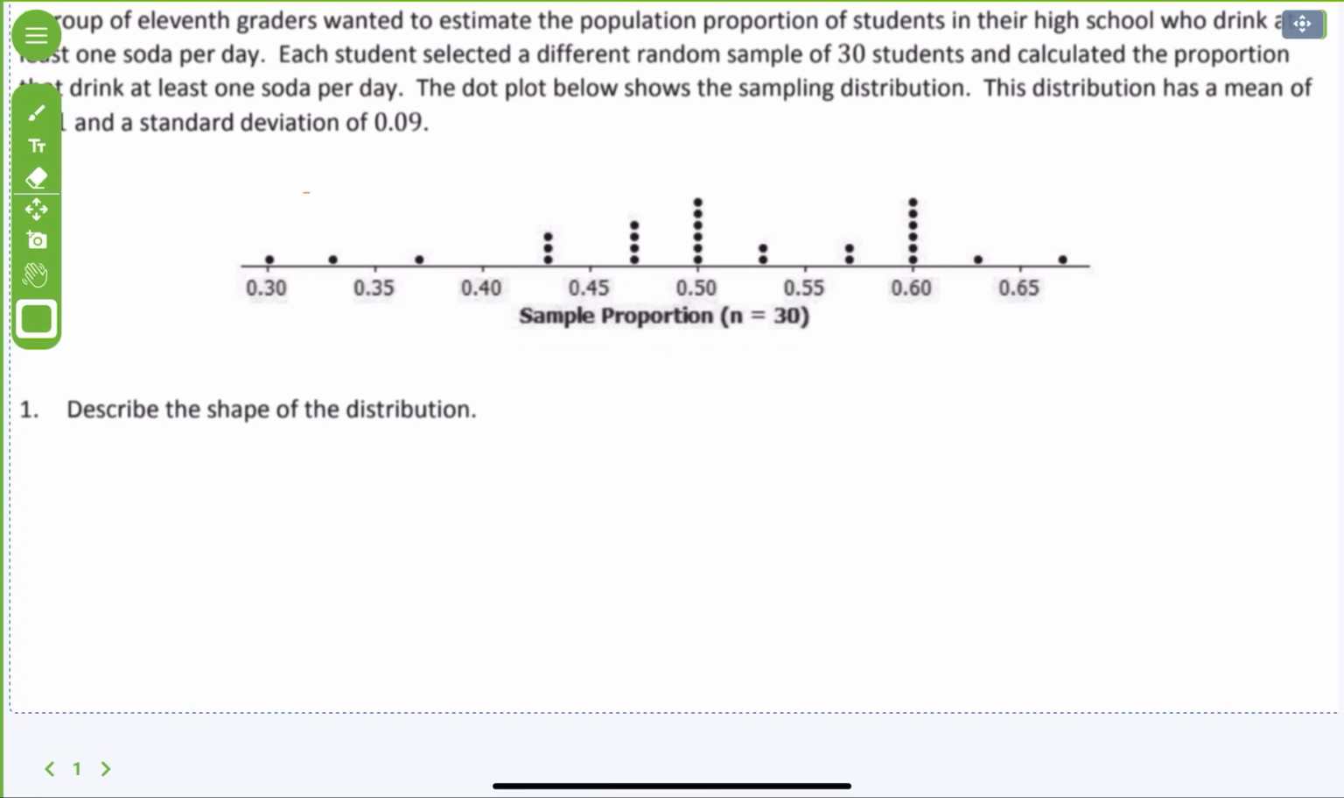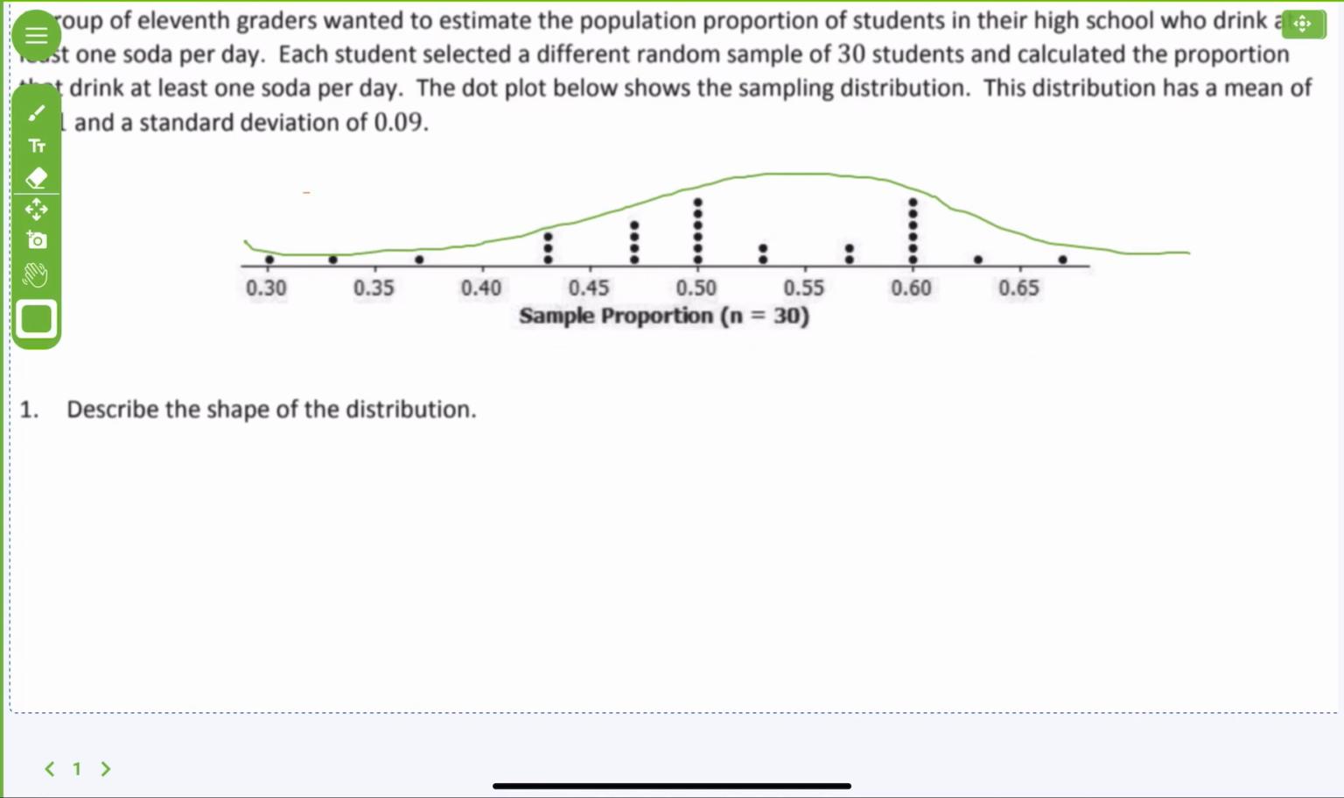Okay. All right, so this says describe the distribution. How would you describe this distribution? Well, first thing you need to do is draw a smooth curve here. Okay, how would you describe that distribution? Anybody? How do we describe distributions? Either skewed or symmetrical, right?